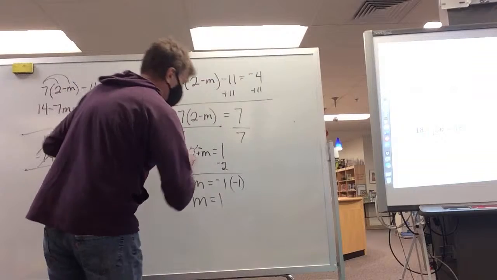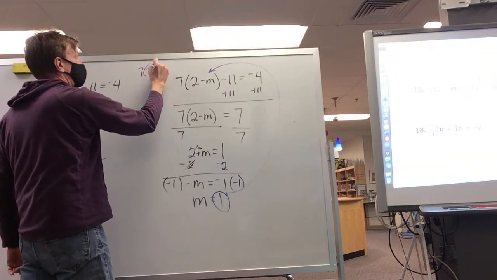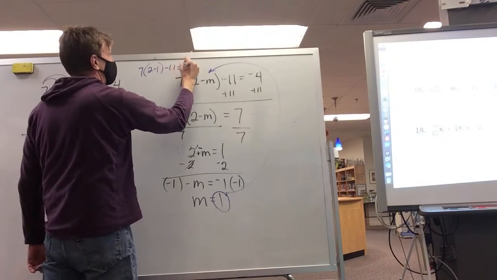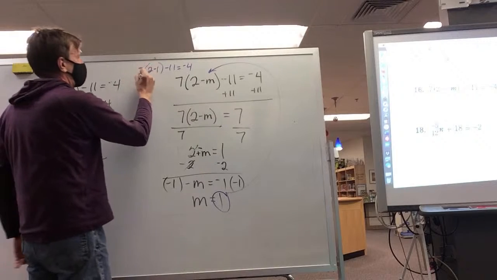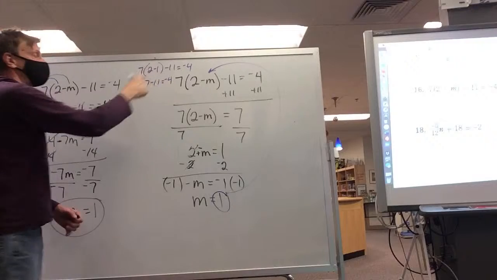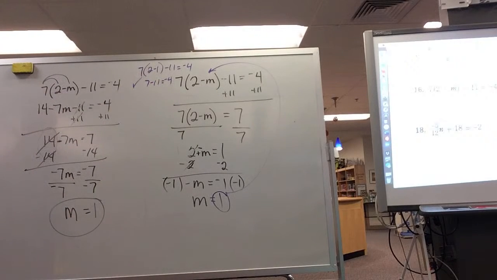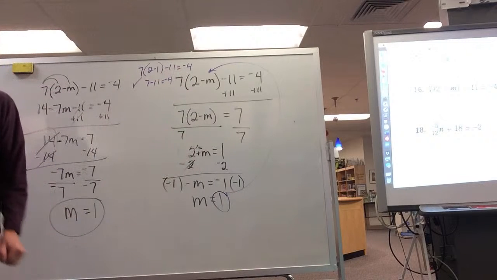So for example, this one here, I would take 1 and I would put it back up here and I'd say, well, 7 times 2 minus 1, subtract 11 equals negative 4. Either do it in your head, or okay, that's 7 times 1, so that's 7 minus 11. Oh yeah, okay, I can get that far and see it's the correct answer. And if you have the wrong answer, go back and find where your error is.